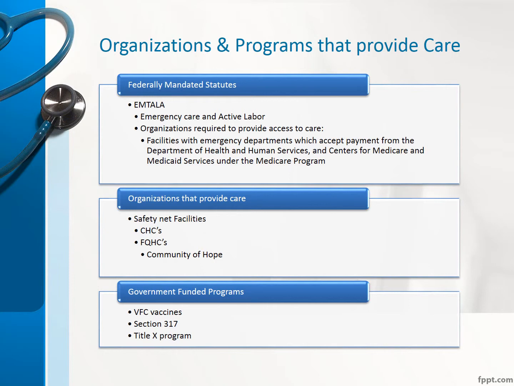and other places. Lastly, there are government-funded programs which qualify under different FQHCs and CHCs, and the Department of Health, that give care to patients. VFC vaccines are specifically for children who are on Medicaid or who are undocumented or underinsured. Section 317 offers vaccines to undocumented adults, and the Title X program actually offers reproductive and sexual health care to patients in terms of things such as STI testing, IUD insertion, contraception, things like that.